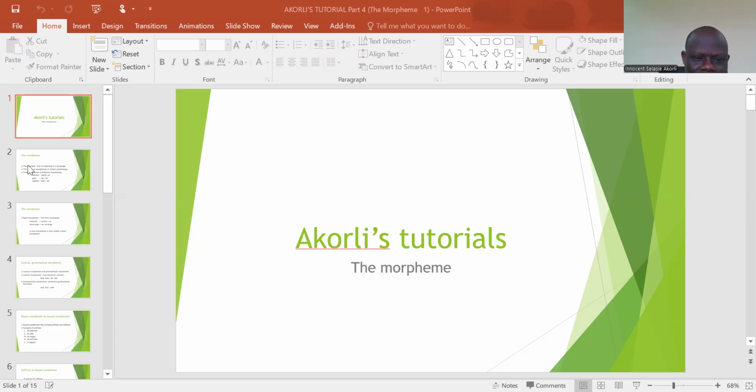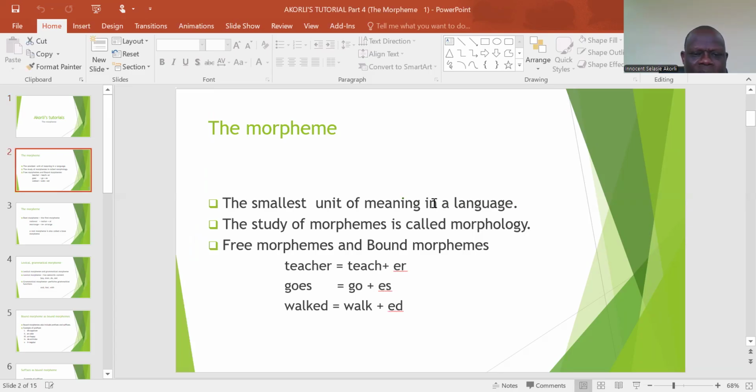What is a morpheme? A morpheme is the smallest unit of meaning in a language. In other words, when you take a word, you can break down the word into various units based on meaning. And I'll explain as we go along. You don't just split words anyhow. There should be a way by which the morphemes should be split or should be separated. And the basis for the separation is meaning.